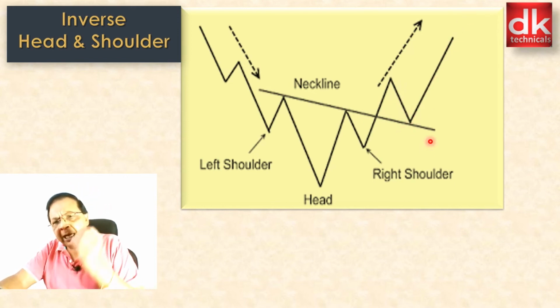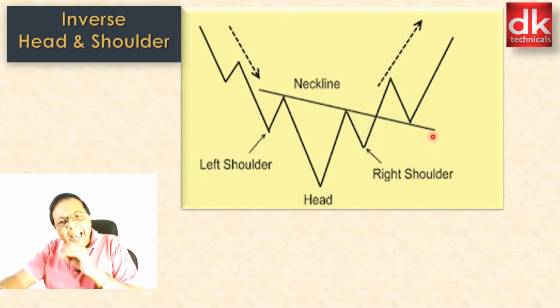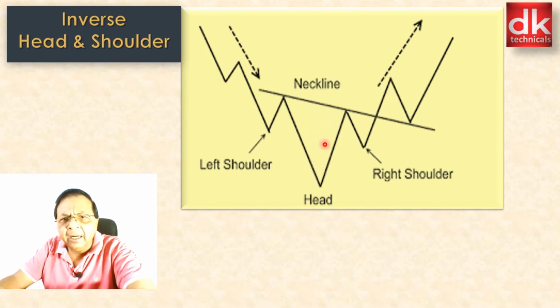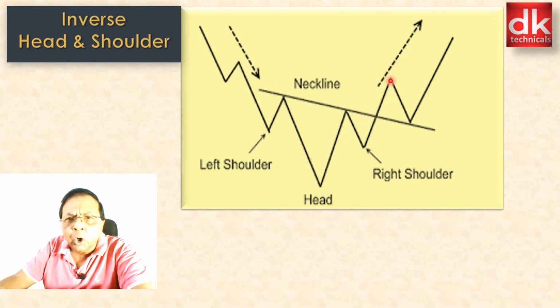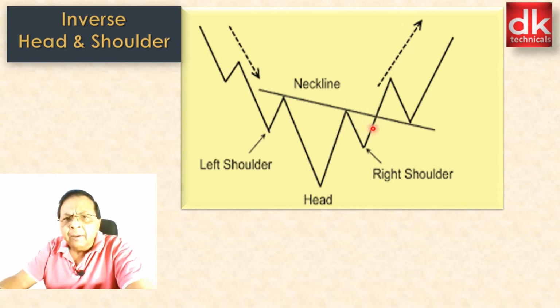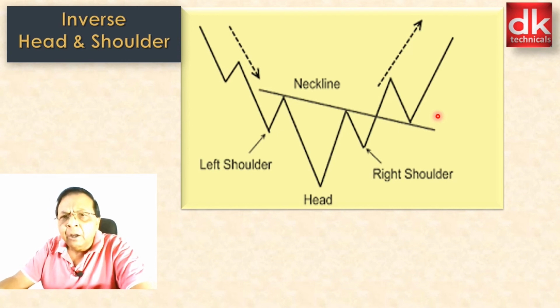As far as the calculation of the target is concerned, it is very simple. In a similar fashion we will make the measurement from the head to the neckline by drawing the line. This is the neckline, and we will project from here on the top to calculate the target. What will be the stop loss? We'll make an entry here, or we wait for a correction to take place, and when the neckline is tested, one bullish candlestick pattern is formed to confirm the bounce back from the neckline.